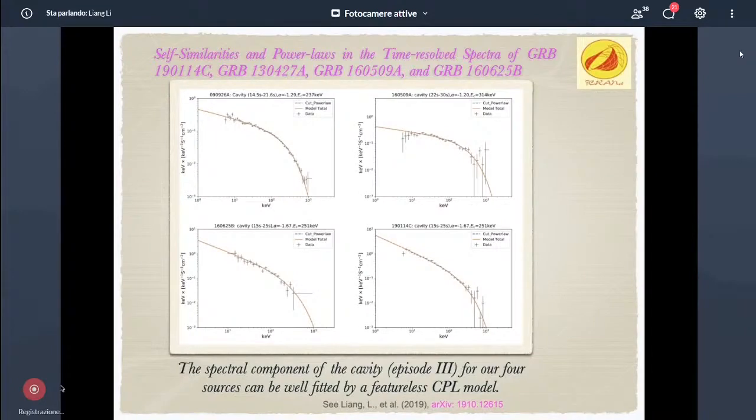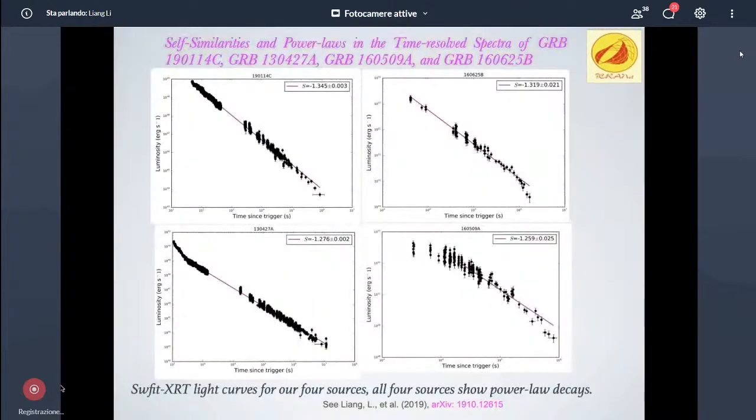This figure shows the cavity for all four sources. The spectra of the cavity are well fitted by a featureless cutoff power-law component. So we conclude that the observations of these four sources are consistent with Professor Rueda's model. This is the afterglow light curve for our four sources, also showing a beautiful power-law decay.